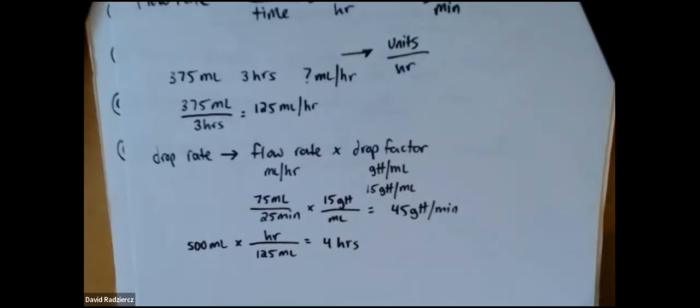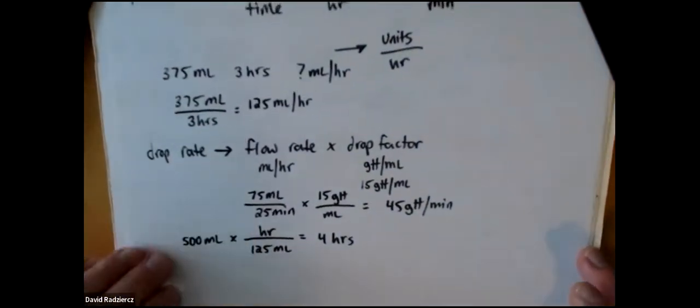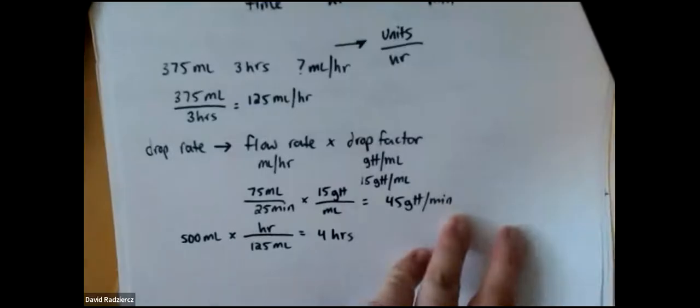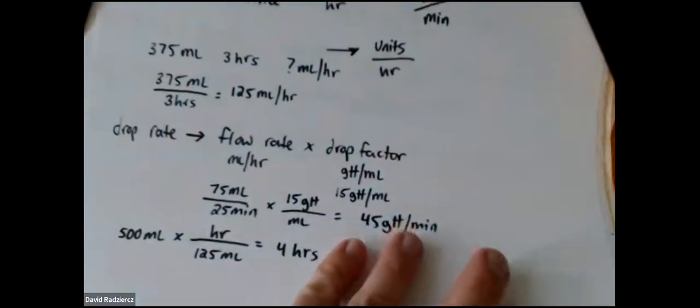Question 17 about the NG tube feeding. The other thing to keep in mind when you're doing flow rates is you might have to convert your minutes to hours, or sometimes convert hours to minutes. Sometimes it makes sense the way it is. Sometimes you need to do a little bit of converting.